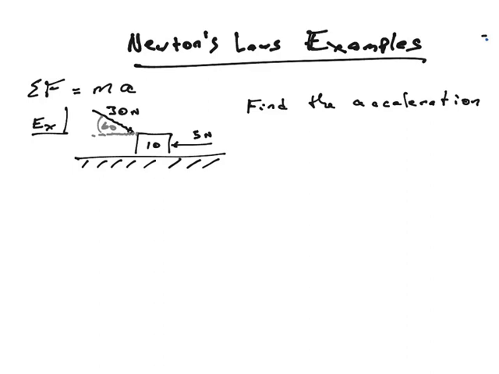Let's say we call this 30 newton force F1. So F1 will have an x piece, and F1 will have a y piece. The x component of F1, notice the horizontal side is the side adjacent to the angle. So it's going to be 30 times cosine of 60, which is 15.